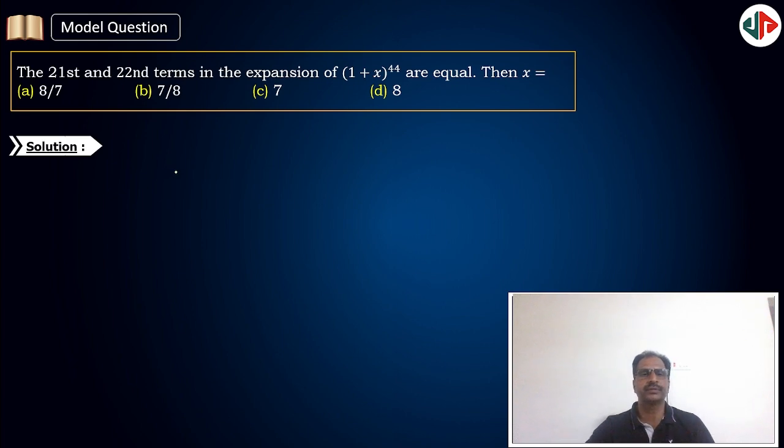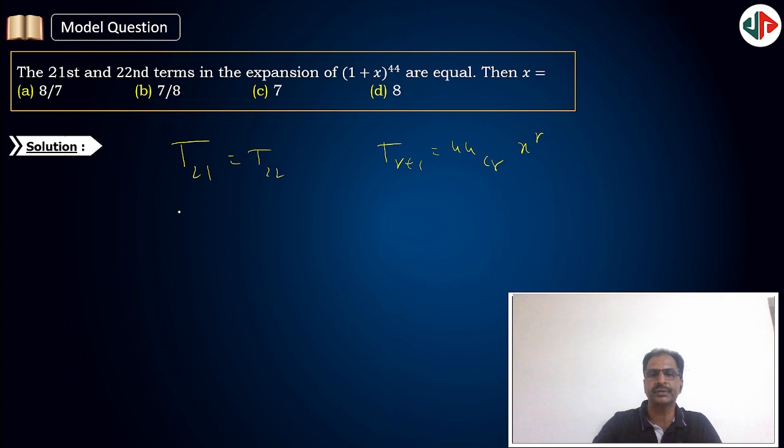Next question. The 21st and 22nd terms in the expansion are equal. That is, T21 and T22 are equal, given. What is T(r plus 1)? 44Cr 1 power 44 minus r x power r. How to get T21? Put r is equal to 20. So 44C20 x power 20. Put r is equal to 21. 44C21 x power 21. You can cancel x power 20 there. So 44C21 by 44C20 is equal to 1 by x.